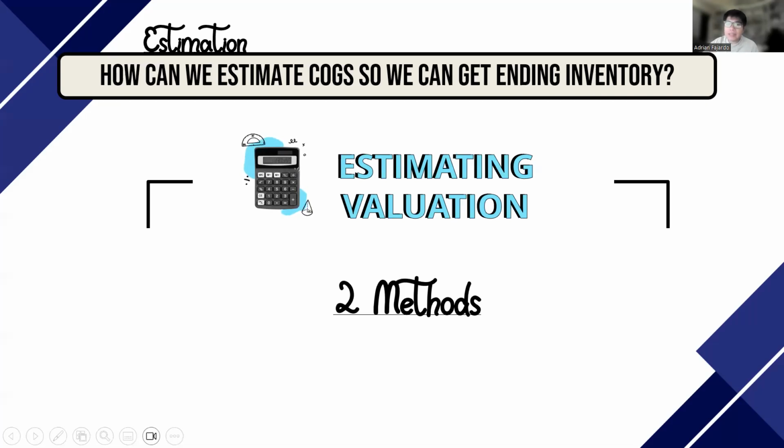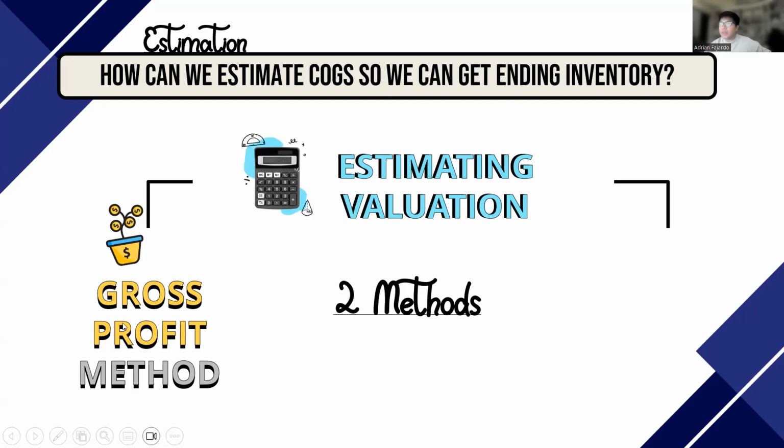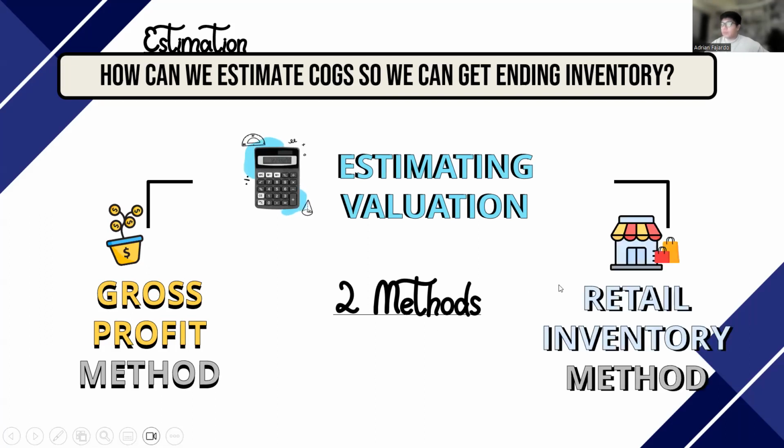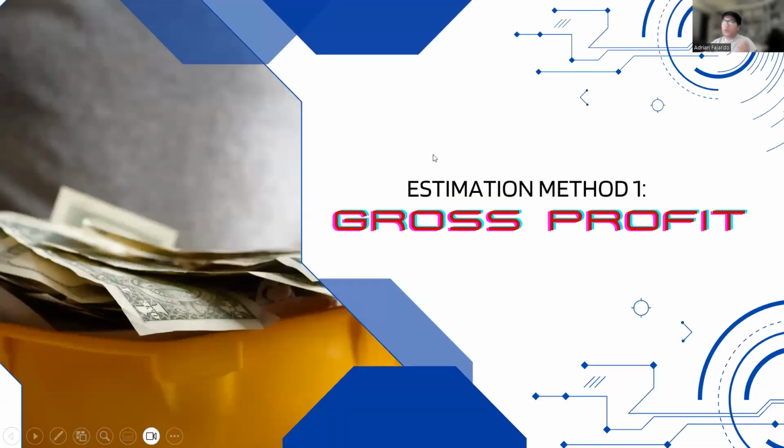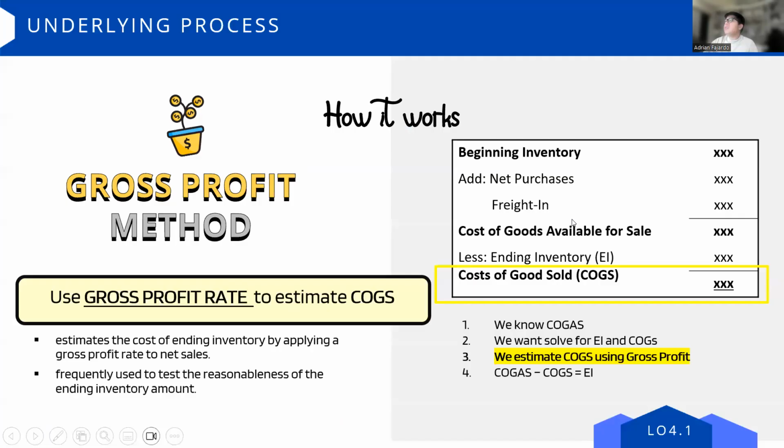And what are our two methods? We have our gross profit method and we have our retail inventory method. Okay, so there are two ways to value. Let's go to the gross profit method. So for the gross profit method, the idea is, let's first look at our beginning inventory. What we do is we use the gross profit rate.